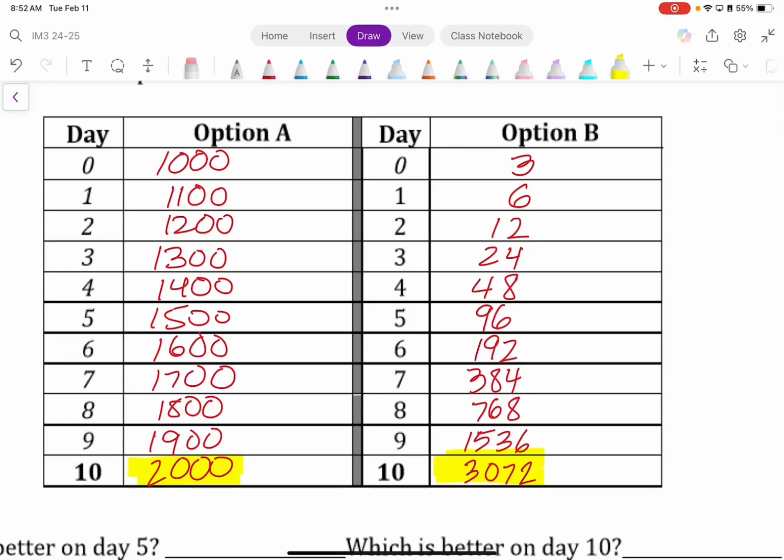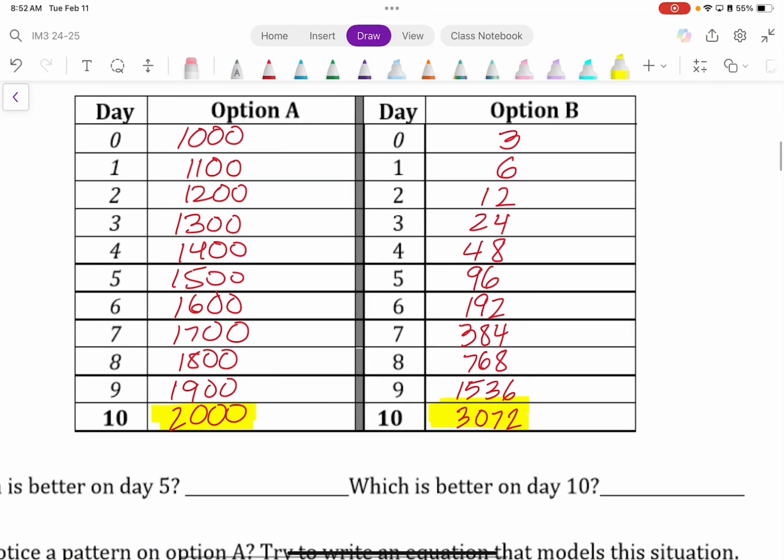Okay, so if we are comparing the amounts on the 10th day, then which one can we see is obviously a lot more money? Option A or option B? Option B. So we can write that in for the question down here in the bottom. Which is better on day 10? Now, obviously on the 10th day and anything past the 10th day, you'd be making more money with option B. However, it may not be a great idea if you were to pull out your money on the 5th day, right? If you look at the amount of money on the 5th day, you're comparing $1,500 to $96. That's a big difference. It's not even $100, right?